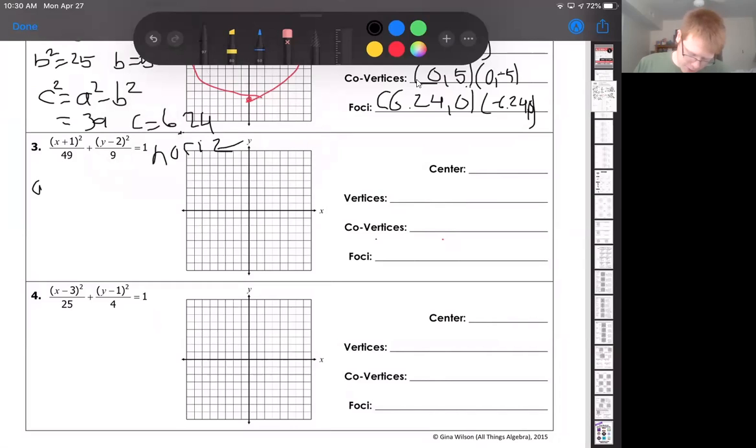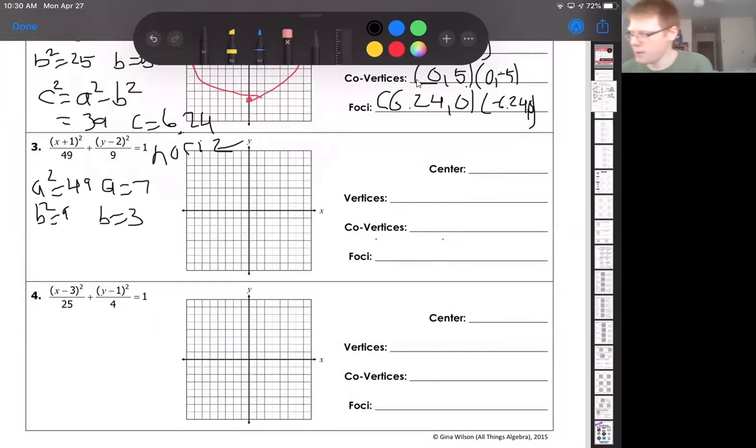Our a squared value is 49. Our b squared value is 9. So we want to square root those. So our a would be 7. Our b would be 3. Since this is horizontal, remember, we're going to be adding the a value to our x value, add it and subtract it. We're going to take our b value then and add or subtract it to the y value, because that would be our minor axis.